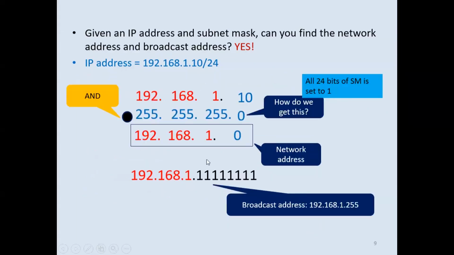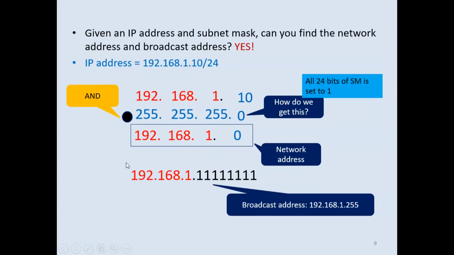Another way of doing it is to use AND. You take the IP address and you AND it with the subnet mask. Now, how do we get 255 from /24? It means all of the 8 bits here are 1. So this is 8, this is 8, this is 8, that's 24. If you set all the 24 bits to 1, you will get 255.255.255.0. You AND this together.